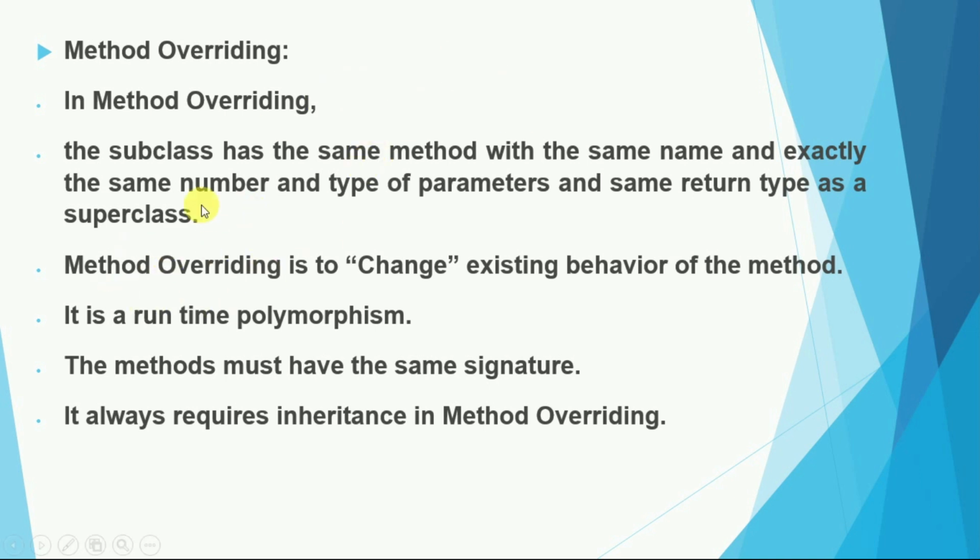So to override a method is to change the existing behavior of the method. So it is runtime polymorphism, okay. So the method must have the same signature. It always requires inheritance in method overriding. So in method overloading we don't need inheritance, but in method overriding we require inheritance, okay.